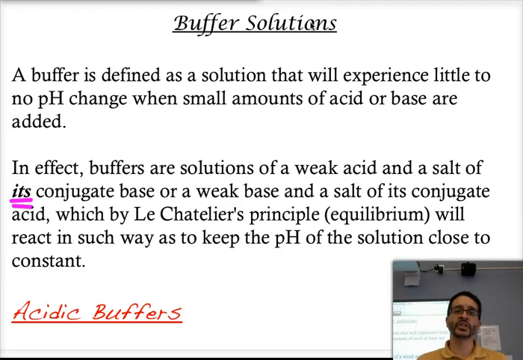Hi, we're going to continue with higher level acid and base theory, and we're going to talk about buffer solutions and problems with buffers. So a buffer solution is defined as a solution that experiences very little change in its pH when small amounts of strong acid or strong base are added into the solution.